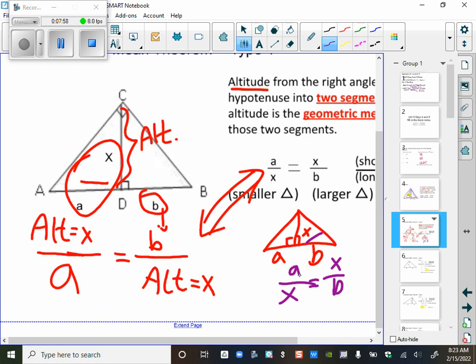Questions before we start? Again, set up, set up, set up. I cannot stress it enough. All right, we're going to do a couple problems of this type. Let's begin.